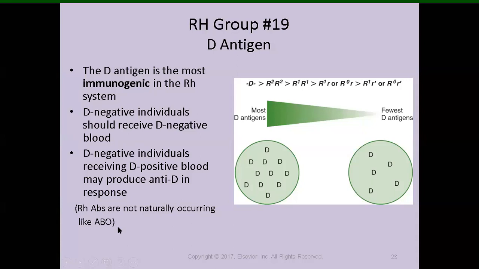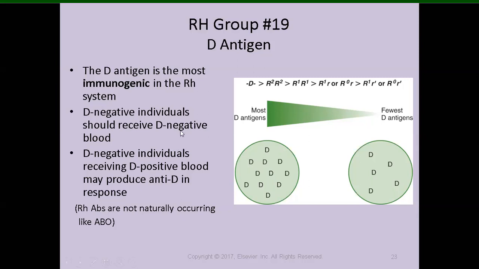So the first time an individual may be transfused with D positive red cells, there's not going to be any harm. They might be stimulated to make anti-D, okay, but it's not going to cause any kind of problem the first time it happens. Now, if they make the anti-D and then they get a subsequent transfusion months later with D positive red cells, then there could be a transfusion reaction, okay?